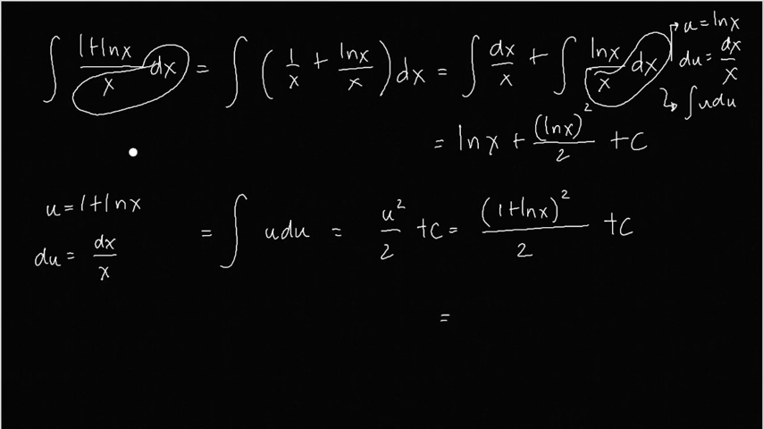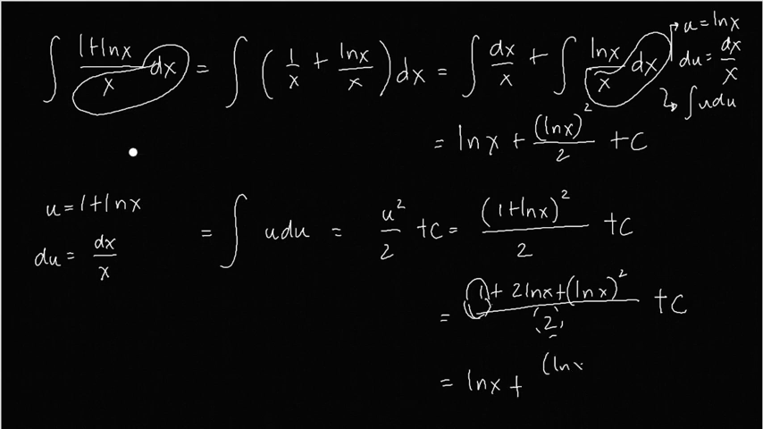So if we expand this, we have 1 plus 2 ln of x plus ln of x squared, all over 2, plus c. And take note, this 1 over 2 here is a constant, so we can also include it in the constant c. So 2 divided by 2 is 1. So this is ln of x plus ln of x squared over 2 plus c. Okay, so it is the same as our answer earlier. Okay, this is for number 4.